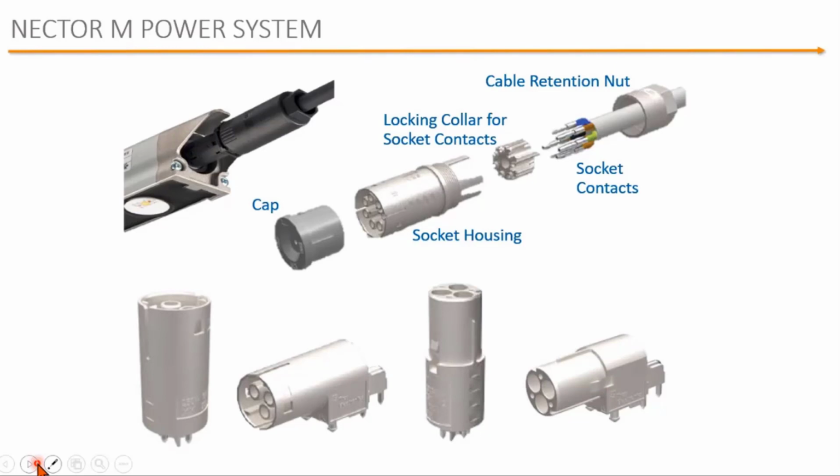There's 2 different types of contacts that can be used. One is the standard crimp contact, and then secondly, there's a screw clamp where you screw a clamping screw to accept 14 to 18 gauge wire.